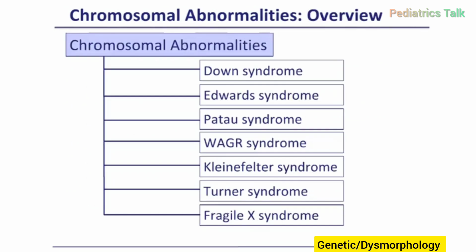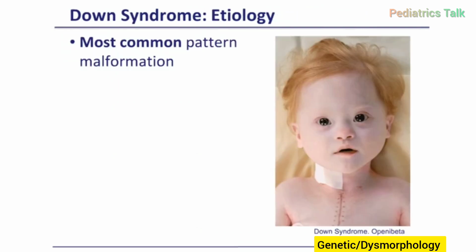These are some of the most common chromosomal abnormalities that we will discuss in the following slides. The first is Down syndrome, which represents the most common pattern of malformation. The most common way to have a baby born with Down syndrome is with non-disjunction during maternal meiosis during that pregnancy. And you'll recall that that's a random event and is associated with advancing maternal age.